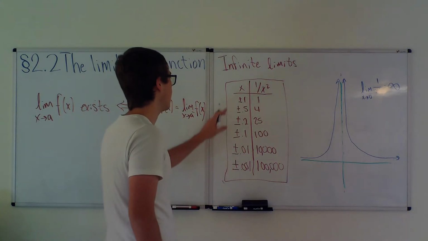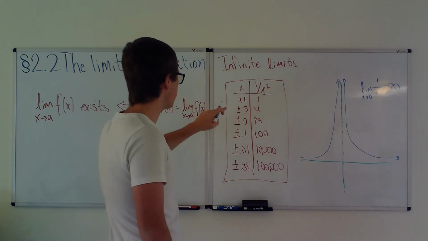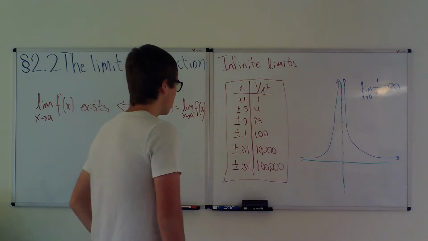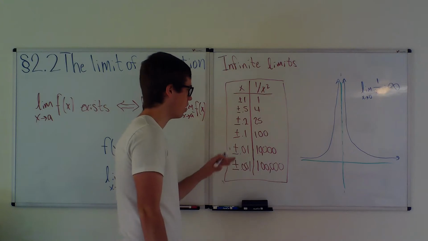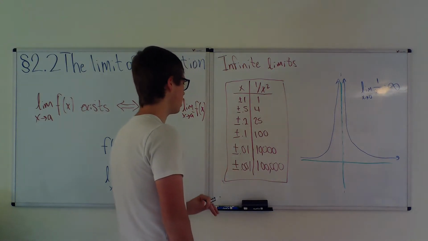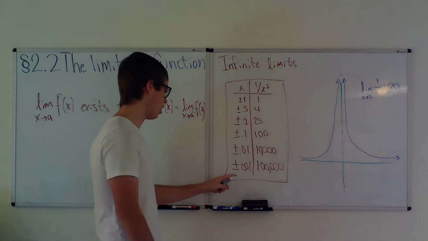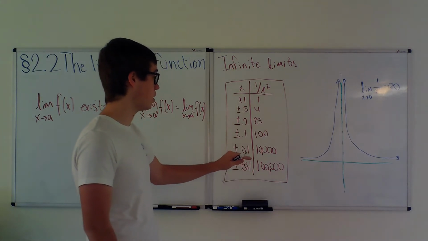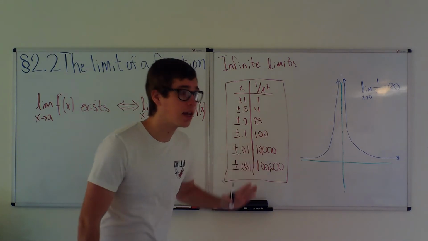So we have x of positive or negative 1 equals 1, and then x of positive or negative 0.5 equals 4, then positive or negative 0.2 equals 25, positive or negative 0.1 equals 100, positive or negative 0.01 is equal to 10,000, and then positive or negative 0.001 is equal to 1,000,000. And so you can see the trend, it's just exploding upward.